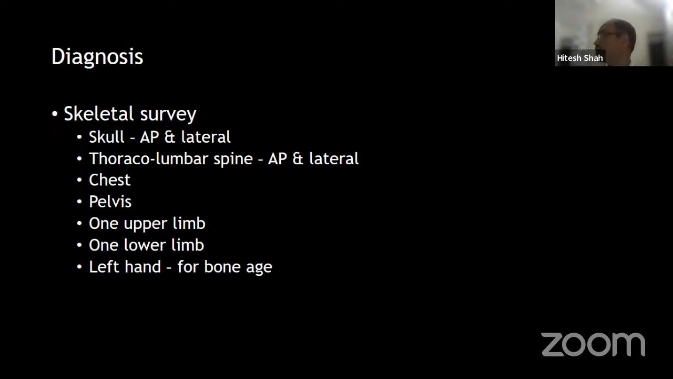This is very important, because any suspected case of skeletal dysplasia will require a skeletal survey. The skeletal survey includes X-rays of the skull, the entire spine including the cervical spine, AP and lateral, the chest X-ray, pelvis X-ray, upper limb X-ray including the hand and elbow, and lower limb X-ray, particularly involving both knees and pelvis in particular cases.